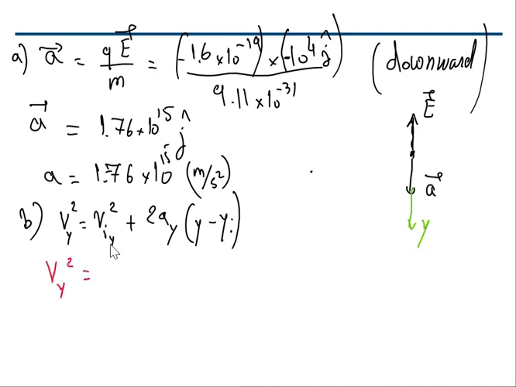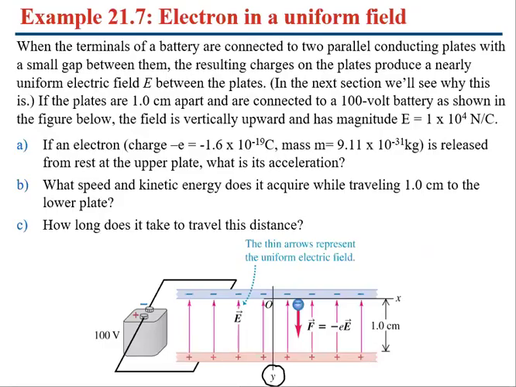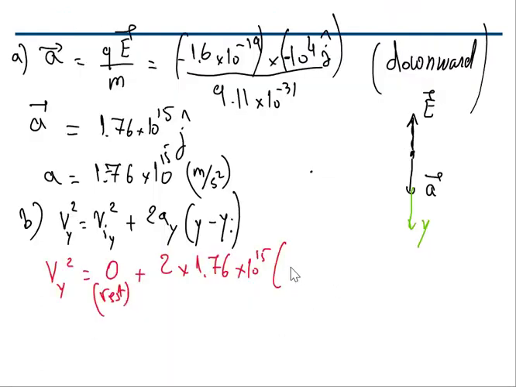v_y squared equals v initial, initially we start from rest, plus 2 a_y. How much is a_y? We said it's the y component, 1.76 times 10^15, multiplied by y final. We start from 0 and we travel 1 centimeter downward in the positive direction. So y final is 0.01, 1 centimeter, minus 0. So we need v_y, not v squared, so we apply the square root.